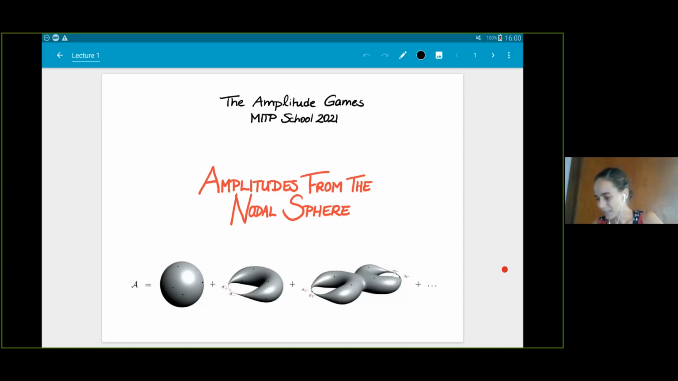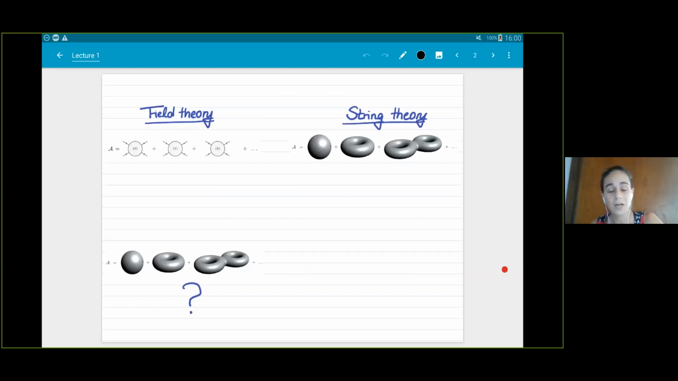Now, they asked me to talk about amplitudes from the nodal sphere. And really, there's a word there that is implicit and that is really important, which is that what I'll be talking about is actually field theory amplitudes from the nodal sphere. Now, that's something that should be surprising and should cause you pause immediately.